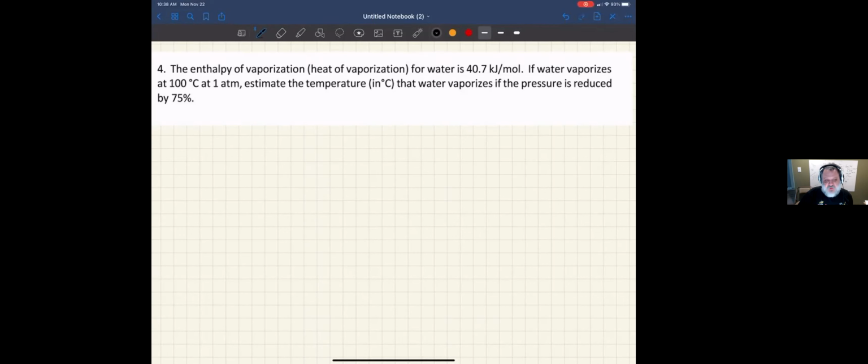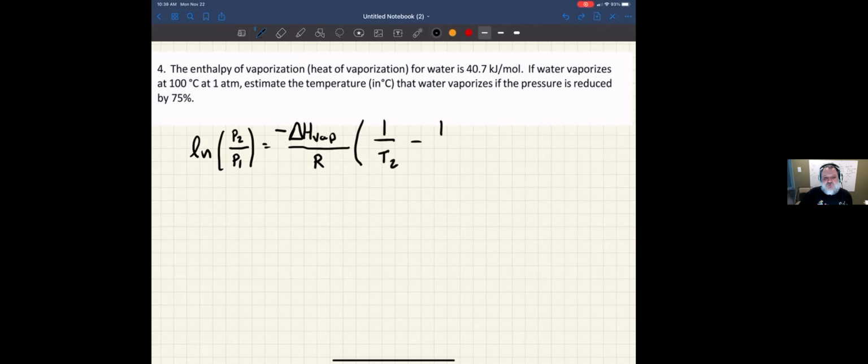And if we use the Clausius-Clapeyron equation, the natural log of the pressure 2 over pressure 1 equals negative delta H of vaporization divided by R times the quantity 1 over T2 minus 1 over T1. Now notice T2 and P2 have to go in these positions, T1 and P1 have to go in these positions. Ultimately, they need to match, but let's get in the habit of labeling the way that you want. Just be consistent in your labeling.